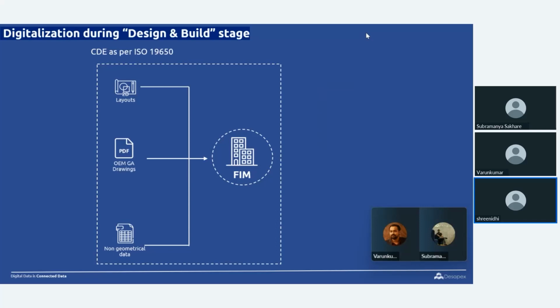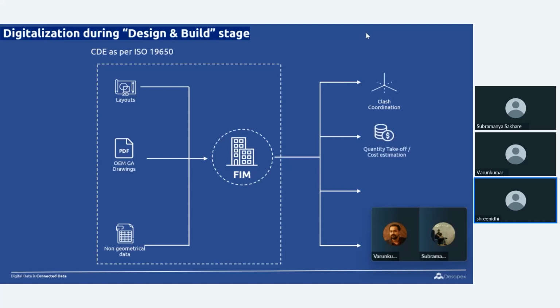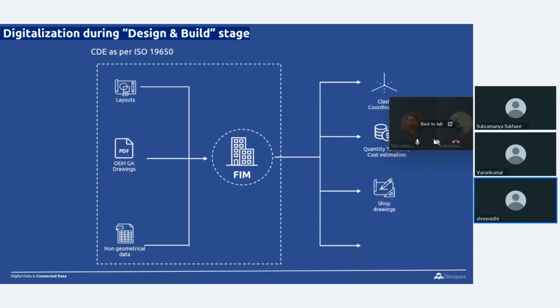Or also during the expansion or innovation stage, it becomes the benchmark for expansion of the other stage. So this can be used for coordination, where you check whether access is available between the services, whether maintenance space is available, and all such things can be done. You can take quantities and other information coming out of these intelligent 3D models, and of course drawings, which are pretty much required for your construction phases.